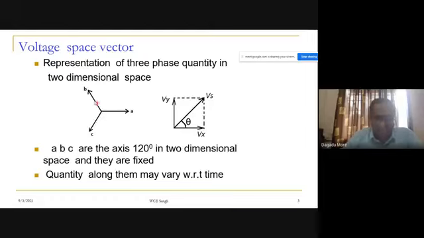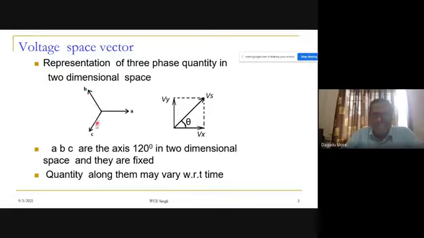Particularly, we are seeing that we have three-phase voltages. These three-phase voltages may vary sinusoidally or may not vary sinusoidally. Phase voltage VA is along the A axis, VB is along the B axis, and VC is along the C axis. Here they are varying with respect to time. They may be phase shifted, they may not be phase shifted.